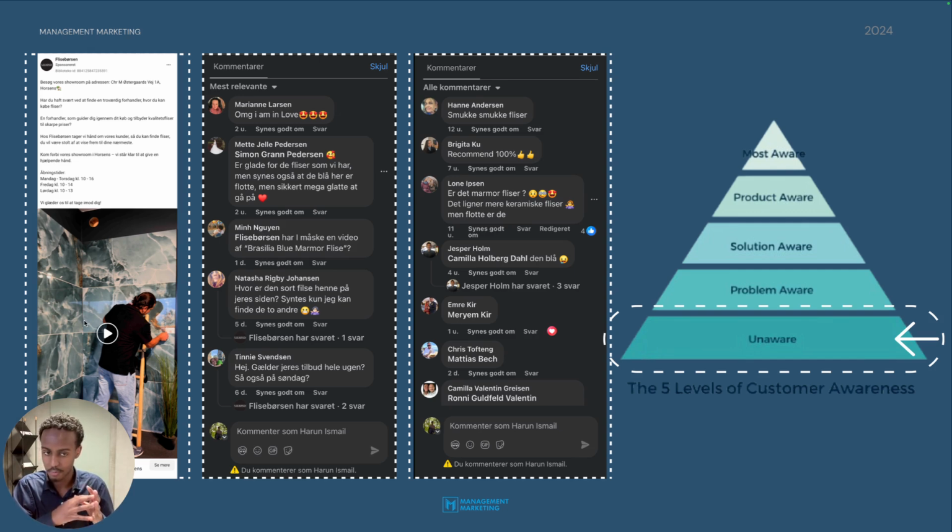and how I'm essentially dissecting the performance, because it's really hard to dissect the performance of your unaware ads, because obviously the ROAS will be terrible, the CPA will be terrible. So how I'm essentially dissecting is mostly based on engagement. You can see that we have positive engagement on this ad creative that says, "Oh my God, I'm in love, recommend 100%," or somebody here says that these tiles look gorgeous, or beautiful tiles, whatever the case might be.